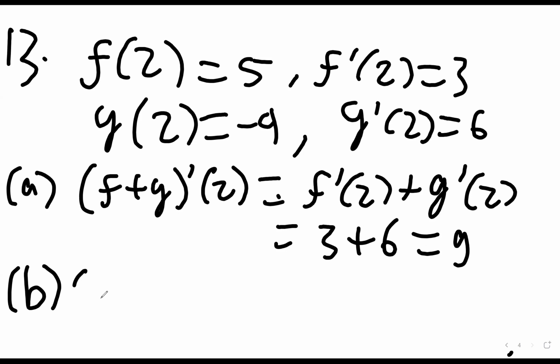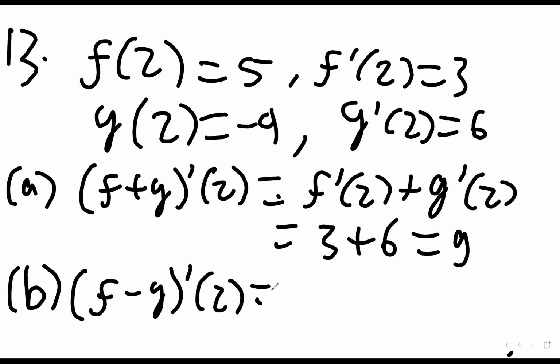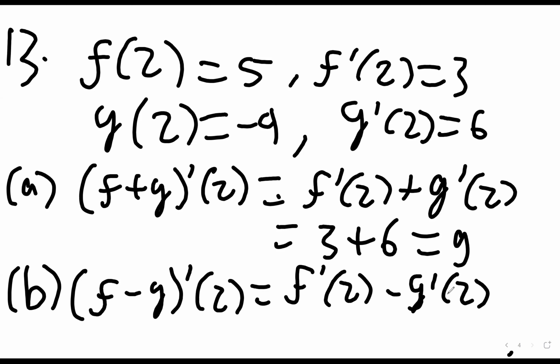Similarly, from 13b, the derivative of f minus g is just the derivative of f minus the derivative of g. And in this case, f prime of 2 is 3, minus g prime of 2 is 6. So 3 minus 6 is minus 3. That's the derivative of f minus g. So 13c is just the derivative of the product of f and g.